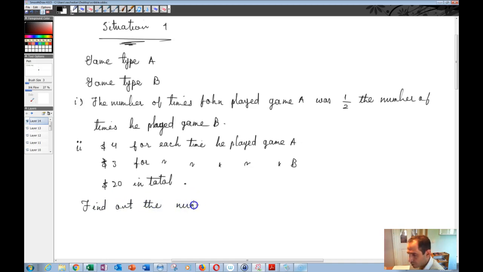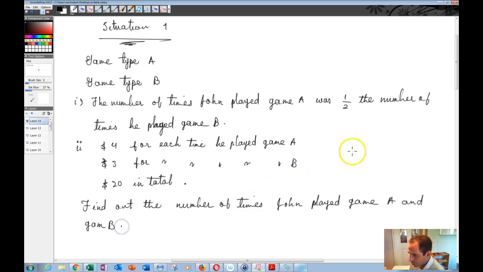the number of times John played game A and B. Game A and game B. Okay. So now in this situation, what I want to do first is express these sentences in a mathematical, or algebraic, way.